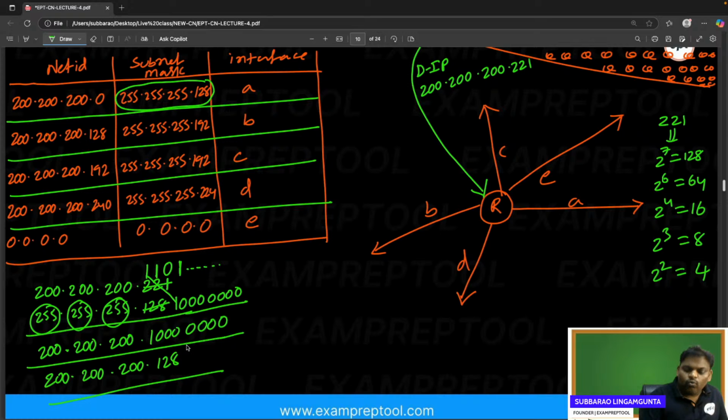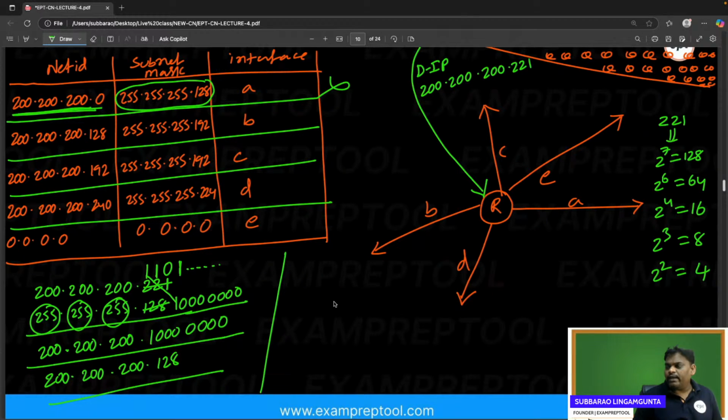So whatever you got, is this ID matching? No. After doing the AND operation, you should get the subnet ID. Subnet ID means net ID. So whatever subnet ID or net ID you got, is it matching in the same row? No. That means the destination IP, that packet cannot go through this path. Let's see the next one, right?